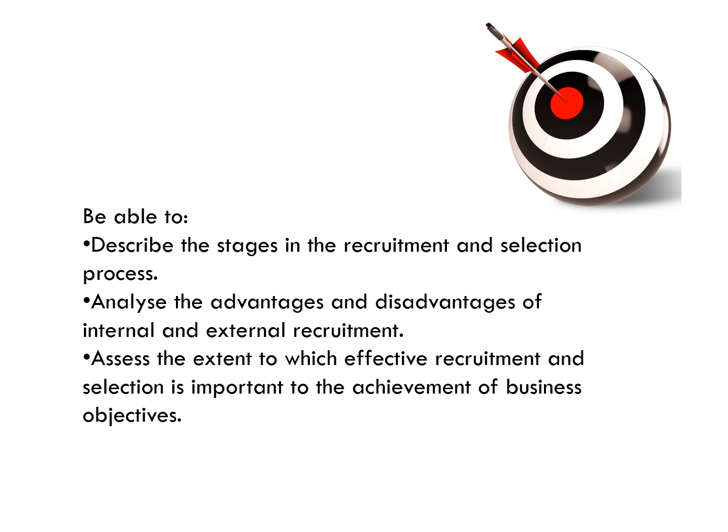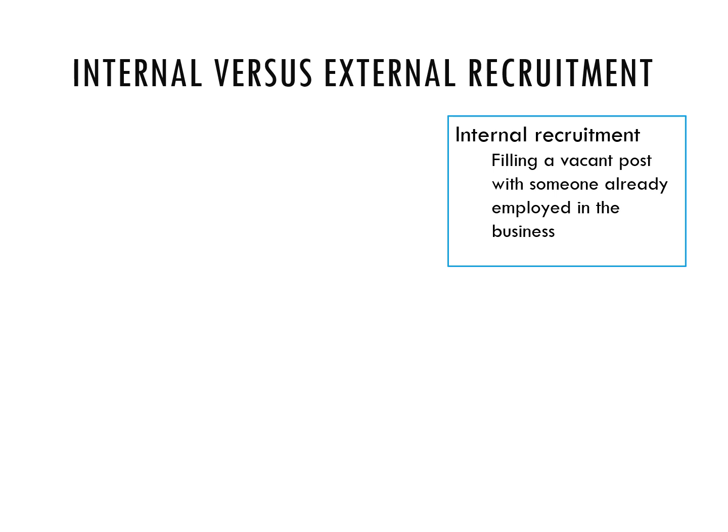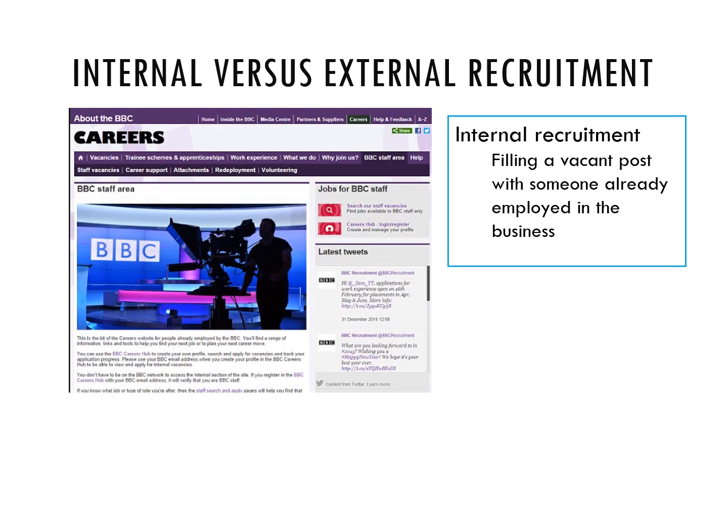So we looked at the recruitment and selection process. Now let's move on to our next step. Internal versus external recruitment. Internal recruitment is where we fill a vacant post with someone who already works for the business, someone already employed in the business. Lots of businesses have internal websites where they advertise roles to the staff who already work within the business. For example, here's a screenshot of the careers section of the BBC that BBC employees can look at and see whether there might be other jobs within the organisation that they'd be interested in applying for.